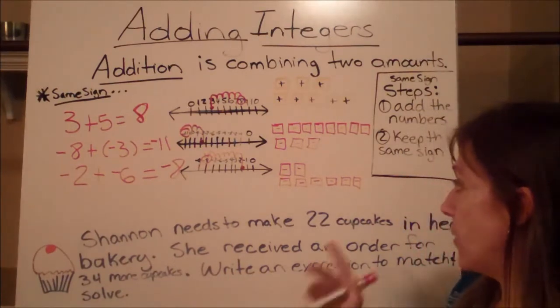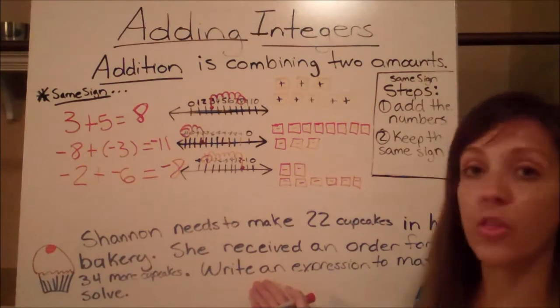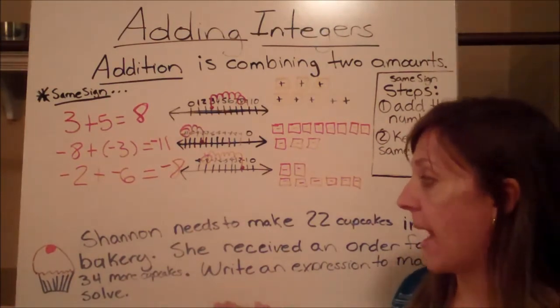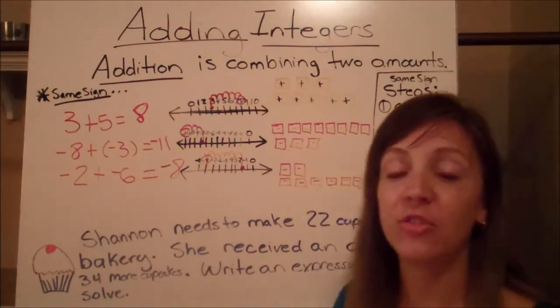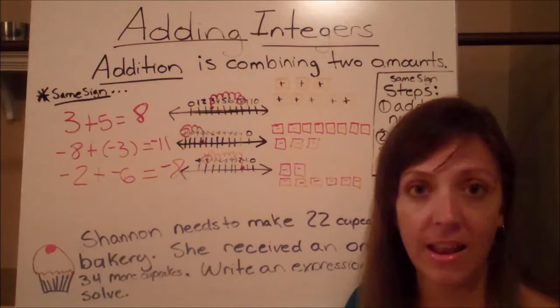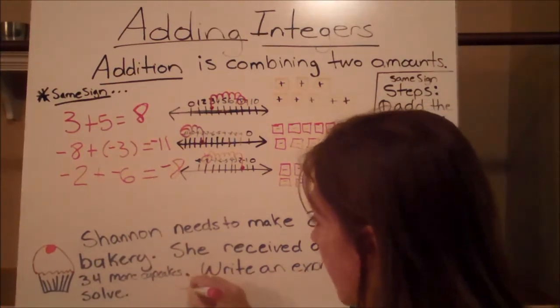Shannon needs to make 22 cupcakes in her bakery. She received an order for 34 more cupcakes. Write an expression to match and solve. Okay, if Shannon needs to make 22 cupcakes, that means she does not yet have them. That would be a negative integer. She needs those cupcakes.